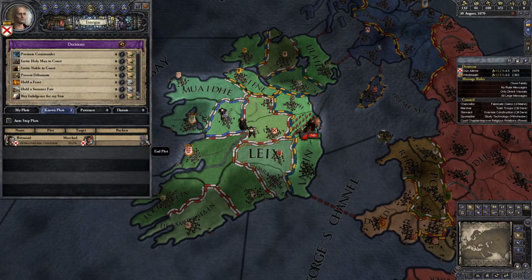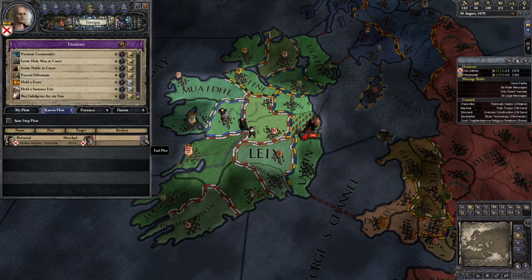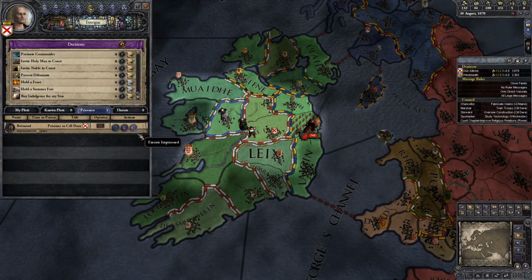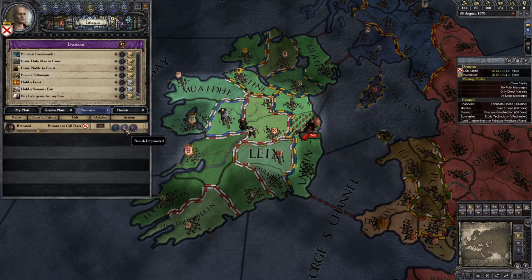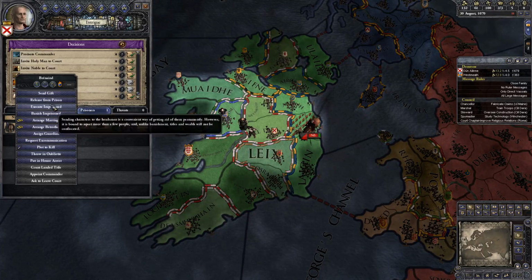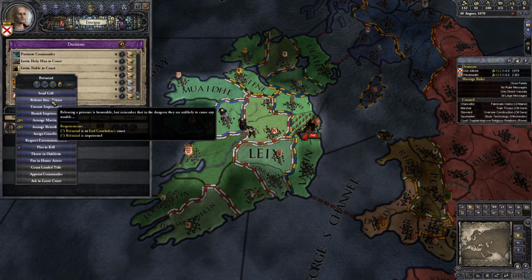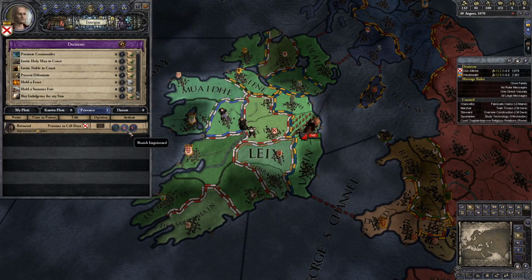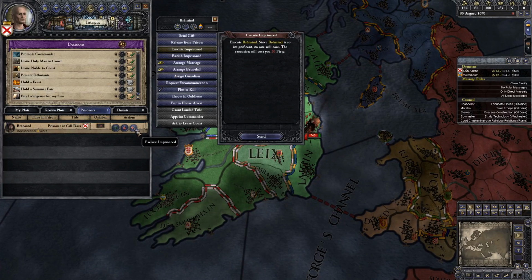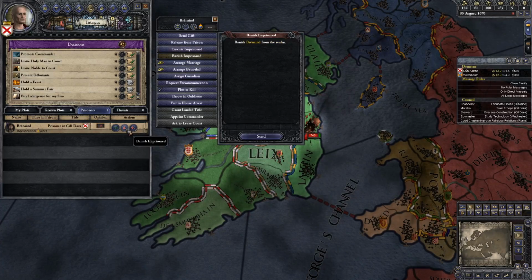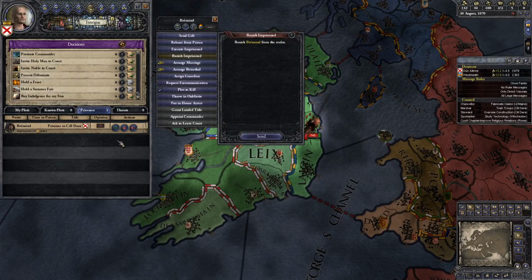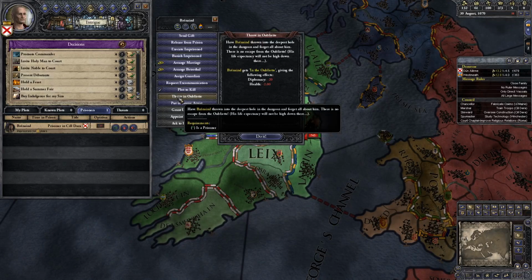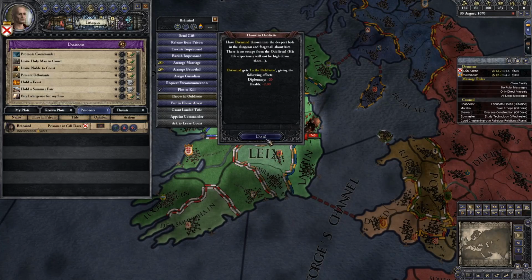So, I can demand he end his plot. I can simply execute him. I mean, how upset would people be? I don't want to lose piety. I also put you in the oubliette. Perfect. Done.